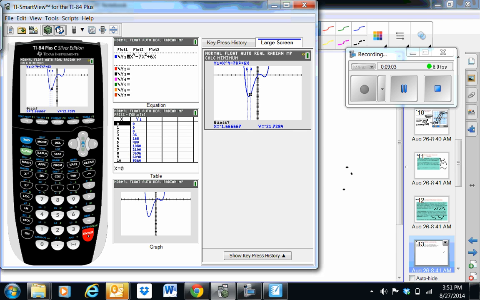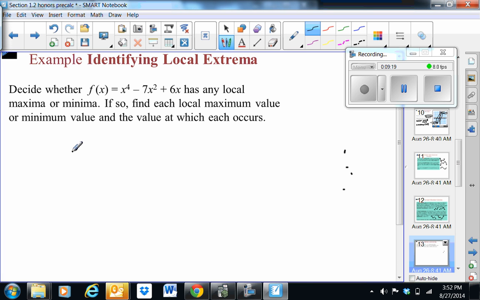Well, I'm just going to hit enter a third time, and it's now going to tell me that the minimum is at negative 2.06 if I round it to the hundredths place, where y is negative 24.06. So this would be our absolute minimum for this function.